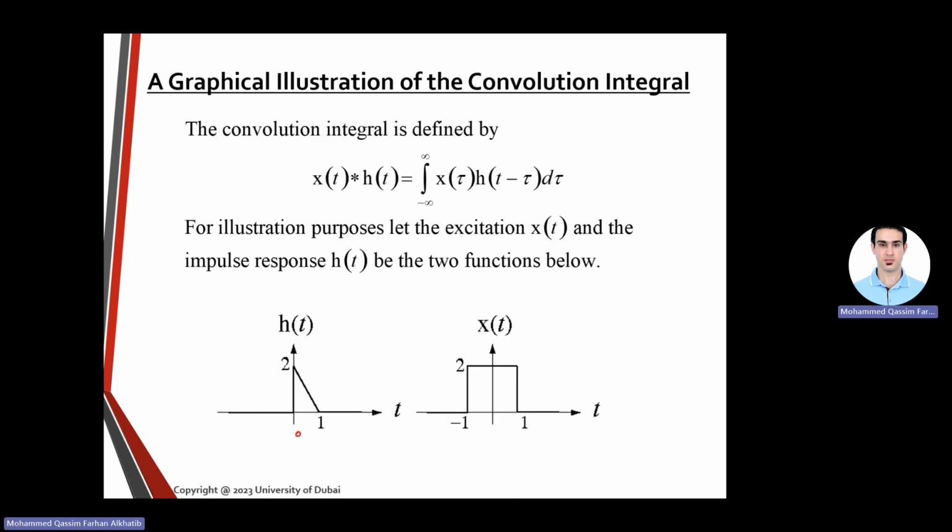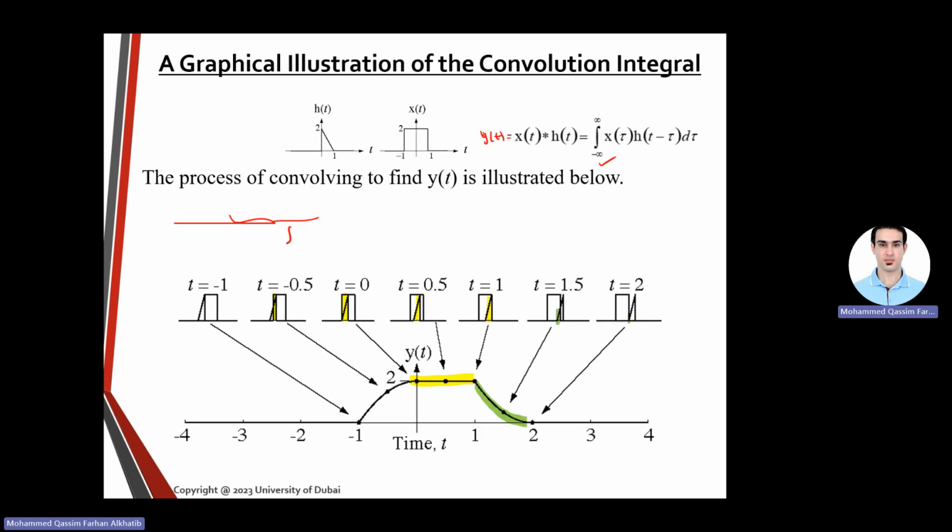So here is an example for illustration. You have h of t, a triangle shape function, and you have a rectangular pulse here. And assume that you want to do convolution between these two. So you can either flip h vertically, then shift it, or you can do the same with x. So here in this example, let's assume we flipped h and do the shifting. So here's this example.